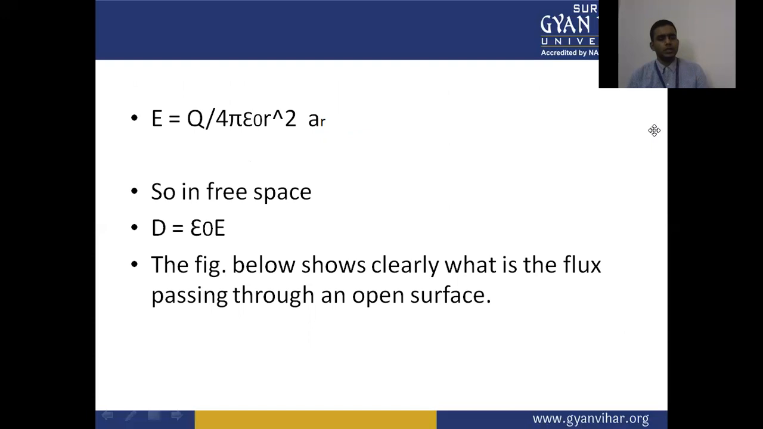So the electric field intensity depends on the medium, but the electric flux density does not depend on the medium. So in free space, on comparing the two equations, that is the electric flux density as well as the electric field intensity, we get the relationship D equal to epsilon naught E. The figure below shows clearly the flux passing through an open surface.